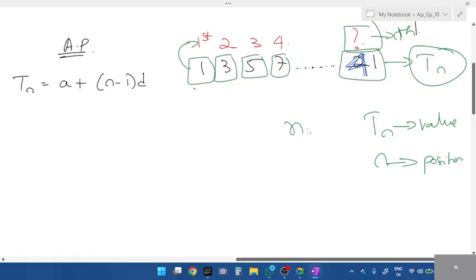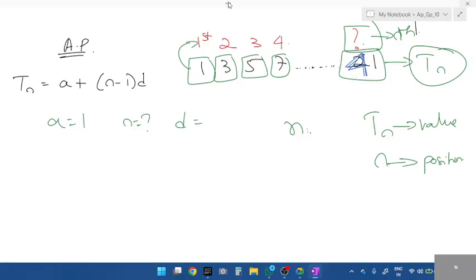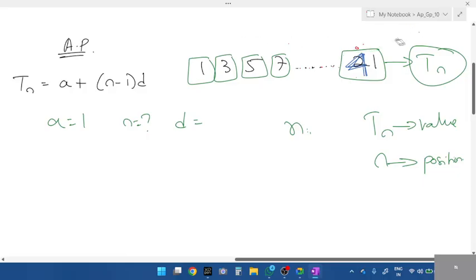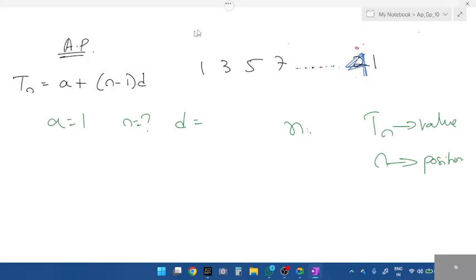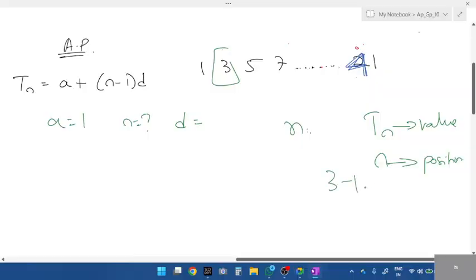N. A is always the first value. A is equal to 1. N value is not given. We need to find. D. Difference is nothing but take any term. Second term minus first term is the difference. Second term minus first term. So 3 is the second term. 3 minus 1 is equal to minus 2. That is D, minus 2. Right? Now, T of n value is also given, 41.